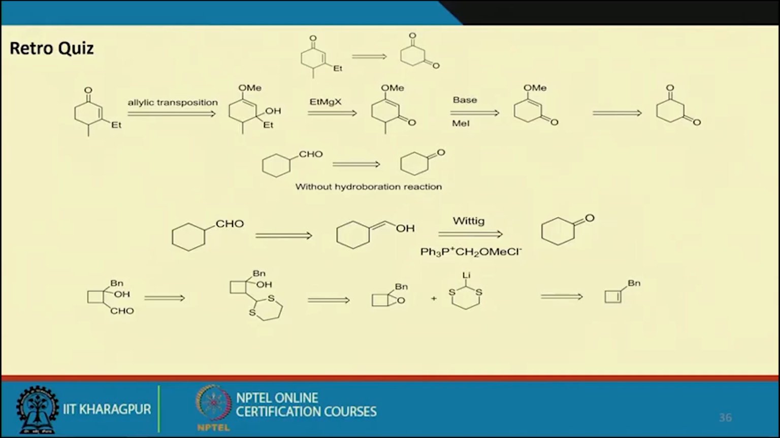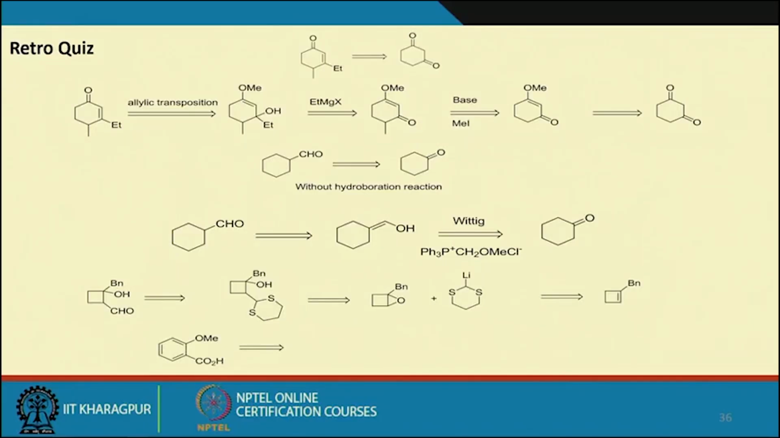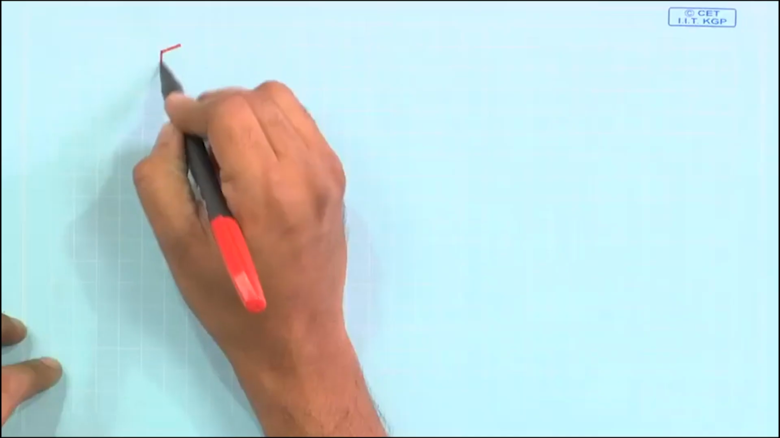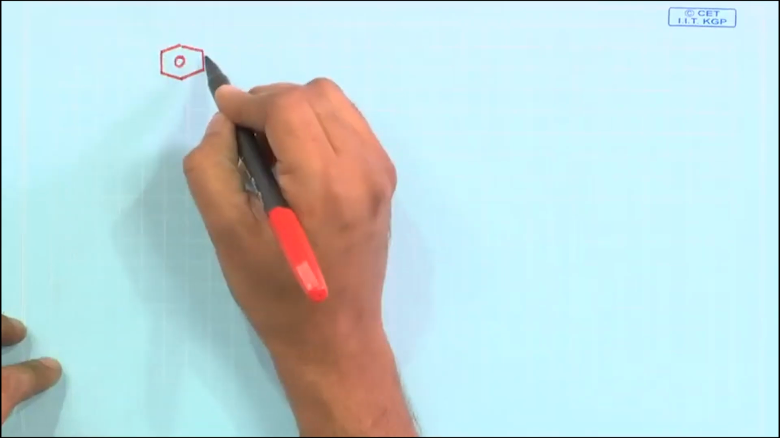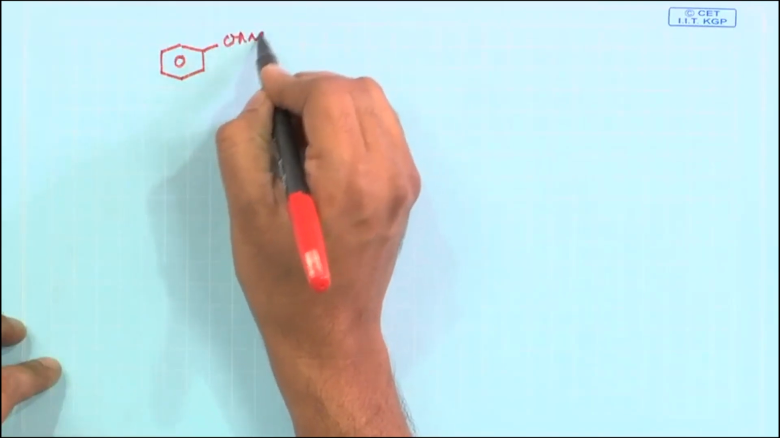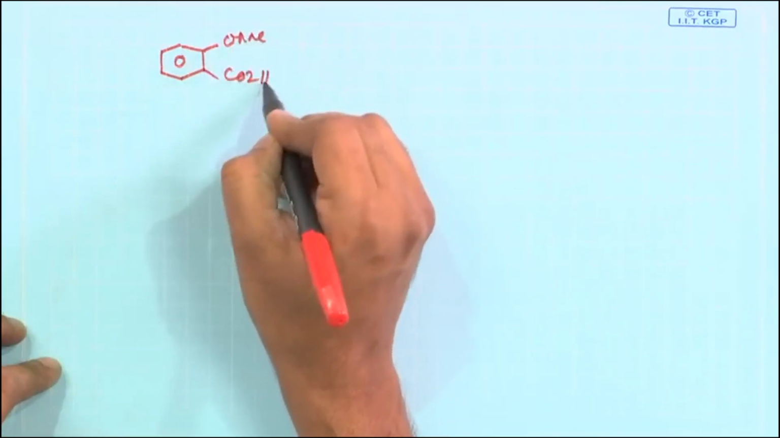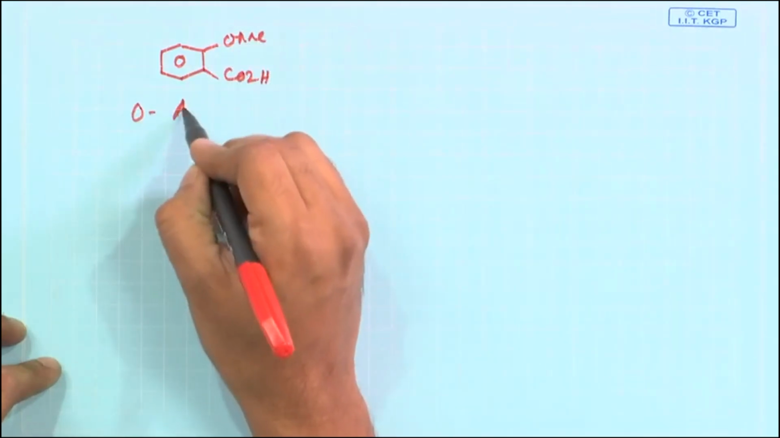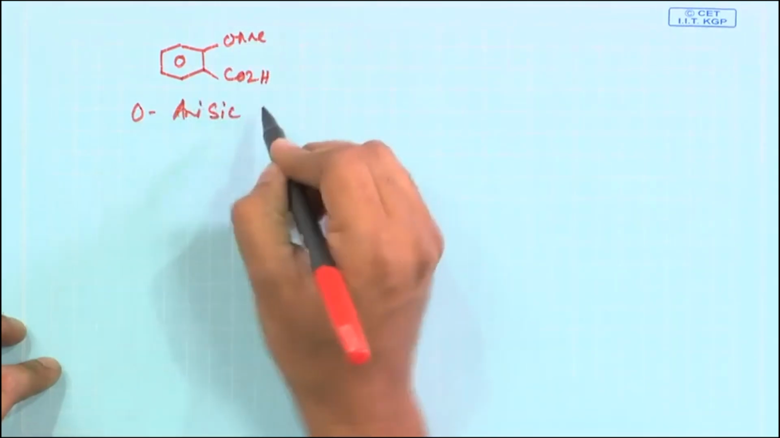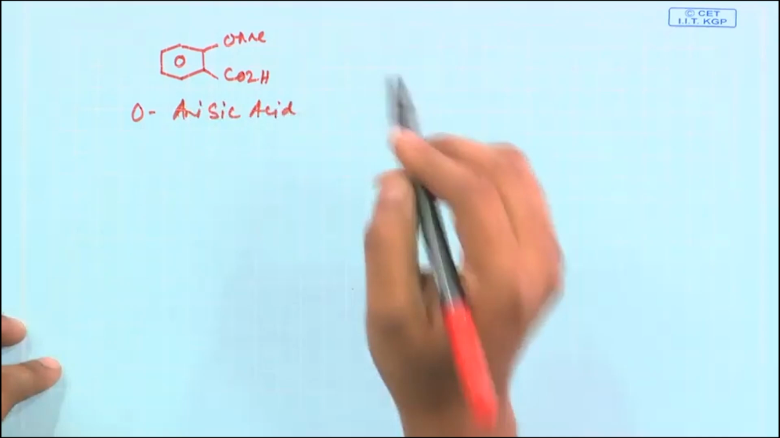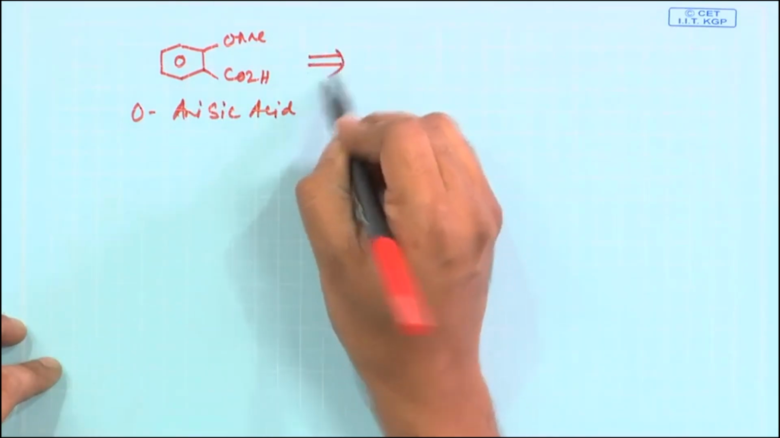So in continuation with the earlier one, let us talk about a similar kind of problem which will give you a flavor of what kind of problems we will be dealing with throughout this entire coursework. So next one, as you see, we have chosen a particular compound which is very simple, orthoanisic acid, meaning 2-methoxybenzoic acid.